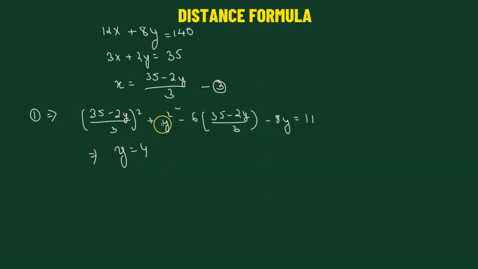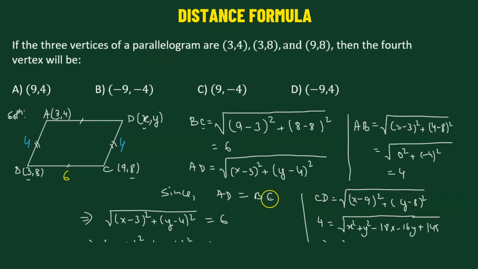Now that we have the value of y, we can use equation number 3 to find the value of x. So x will be simply equal to (35 minus 2 times 4) divided by 3. So that comes out to be equal to 9. So our x value is going to be 9 and y value equals 4. So this is the coordinate of the fourth vertex of the parallelogram. So our option is going to be A, (9, 4).